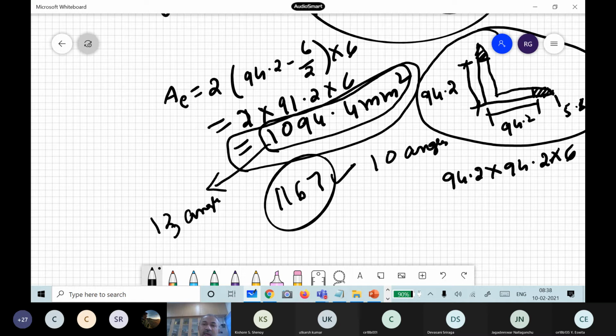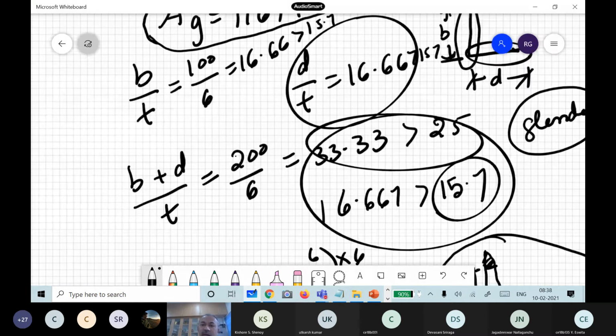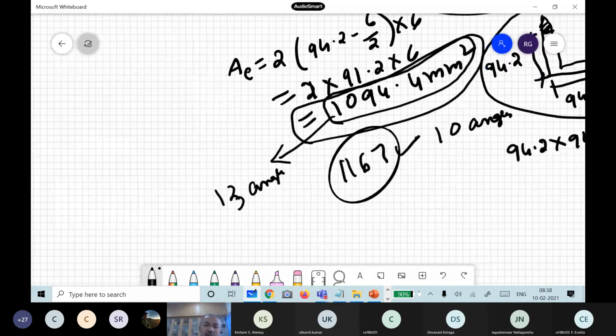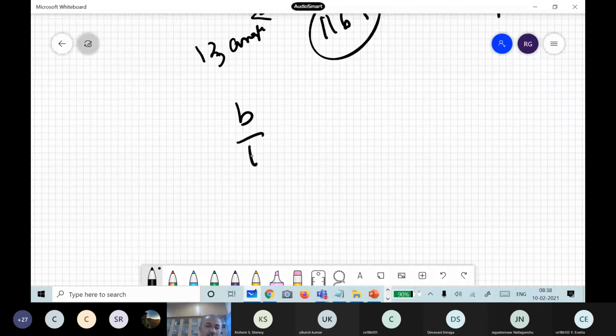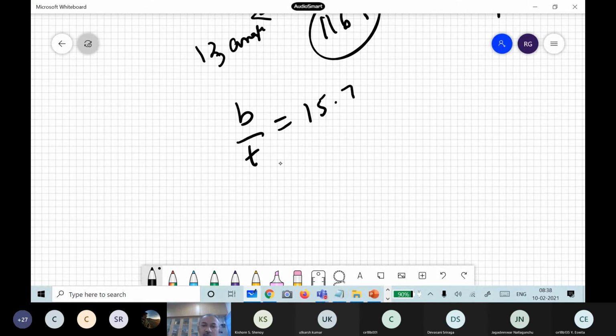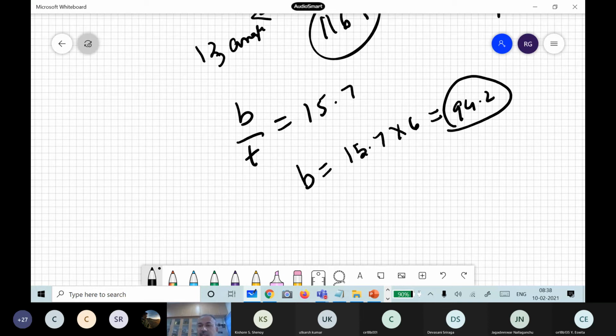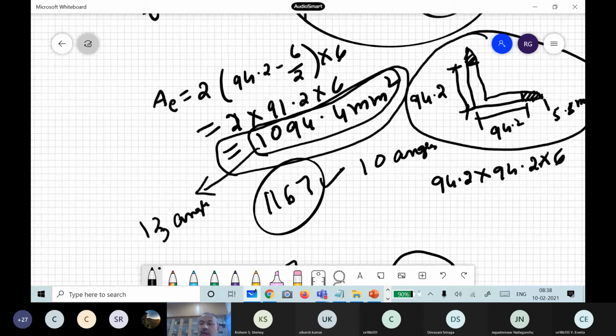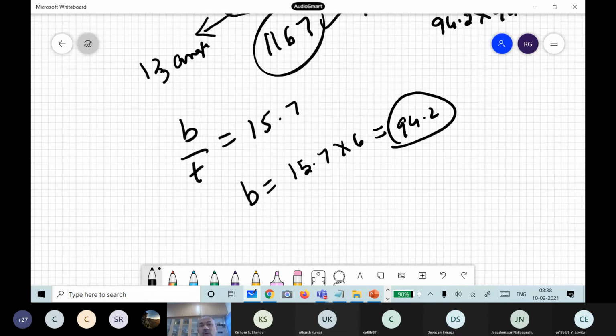Okay, so you reduce effective area such that, like you see, you can find out b by t. Our limit was 15.7. This was our limit. So now what will be the b, you can calculate. So 15.7 into 6, this turns out to be 94.2. That is how we calculated these dimensions. Okay, so this is how we try to do.